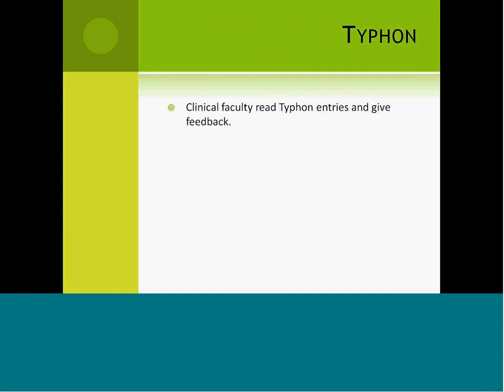Clinical faculty will read Tyson entries. These Tyson entries are the clinical log of patient visits when students go out and work at these clinics with their preceptor. Here's an example of a log. The student will enter all the information about their patient and the visit. They'll do diagnosis codes, and they'll put a short SOAP note at the bottom. It's very short. Then clinical faculty will have a chance to give feedback, write their own notes, and also approve these entries.